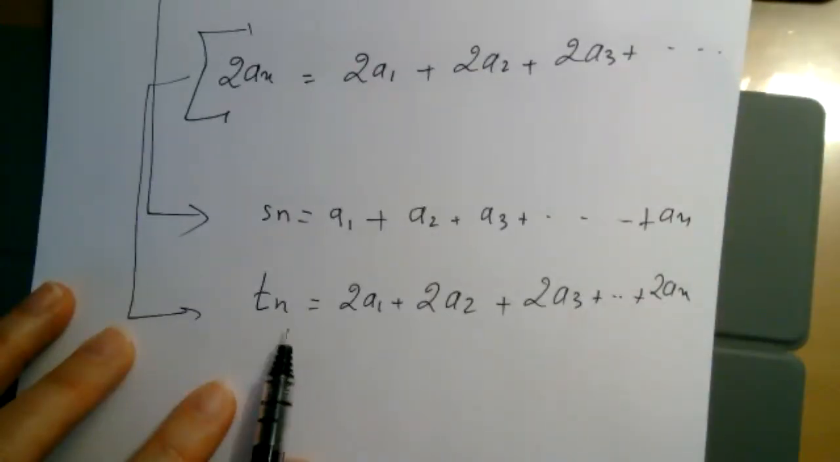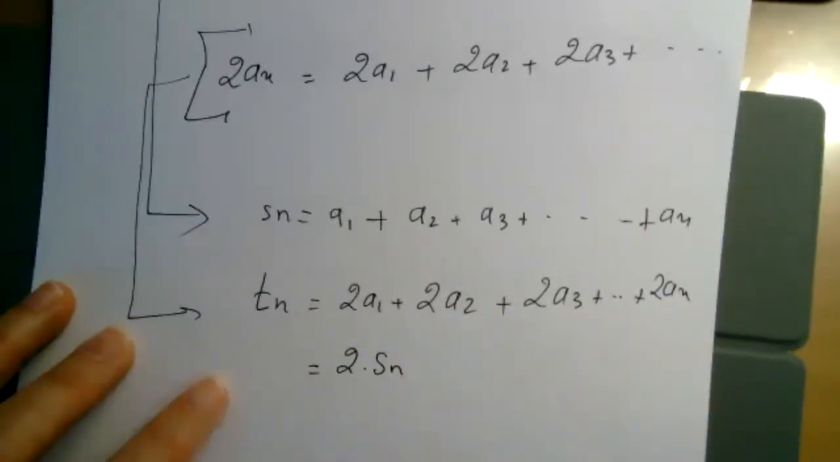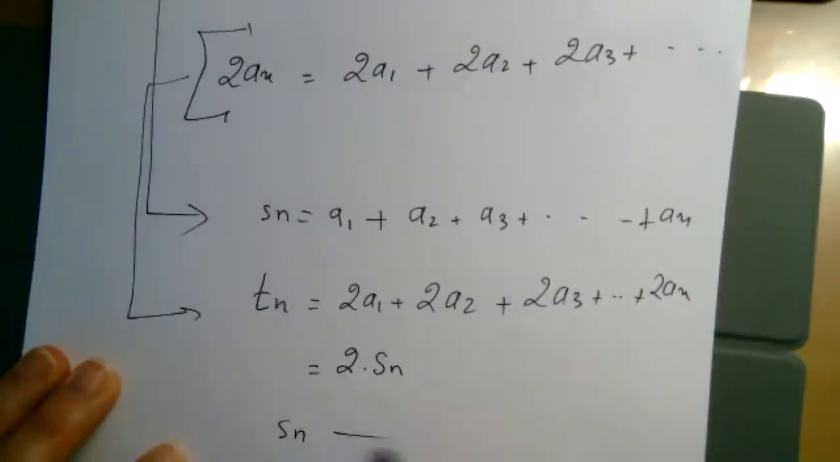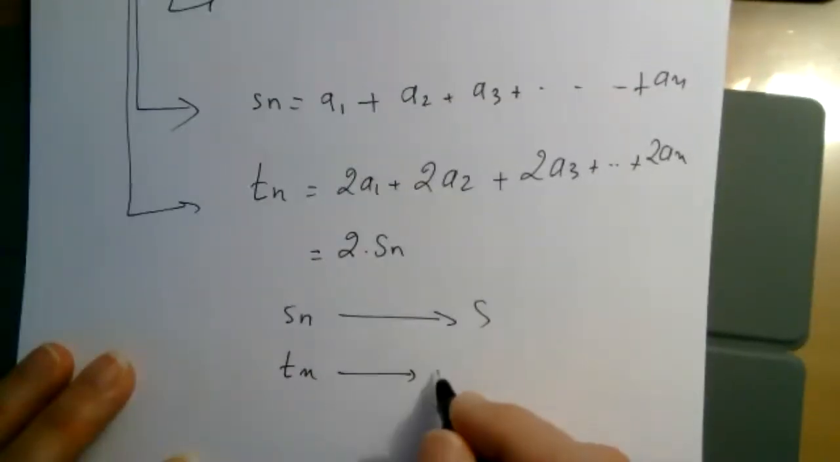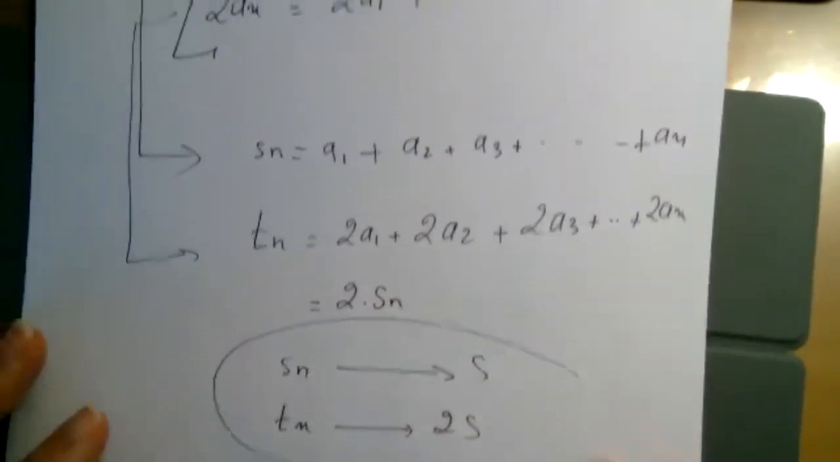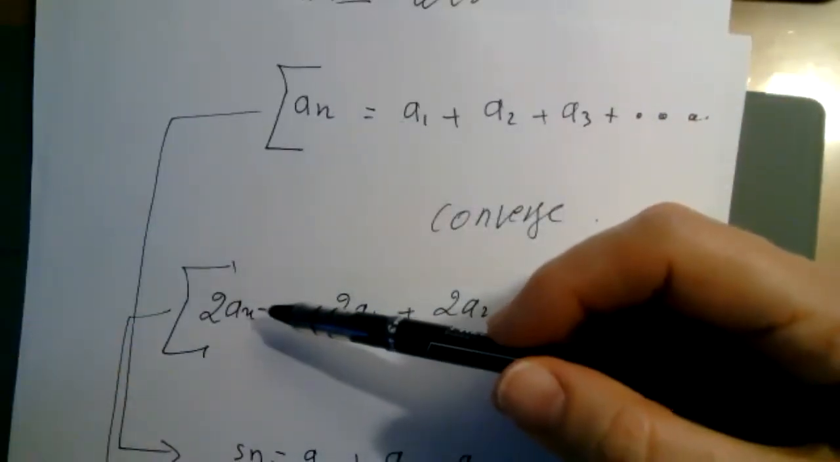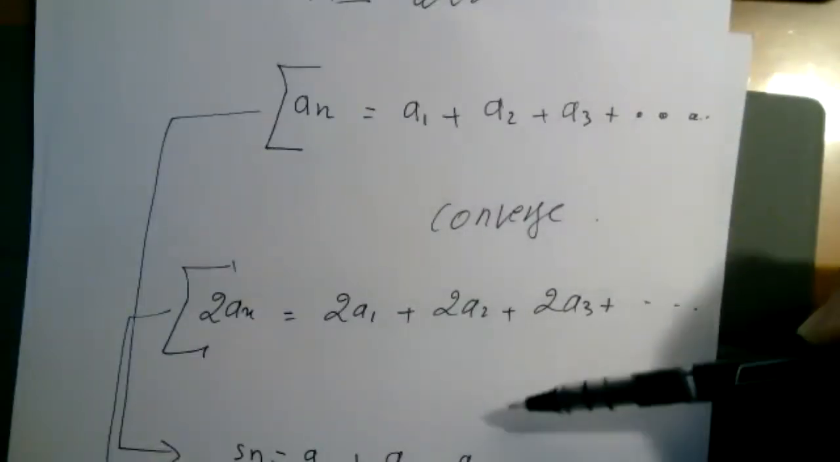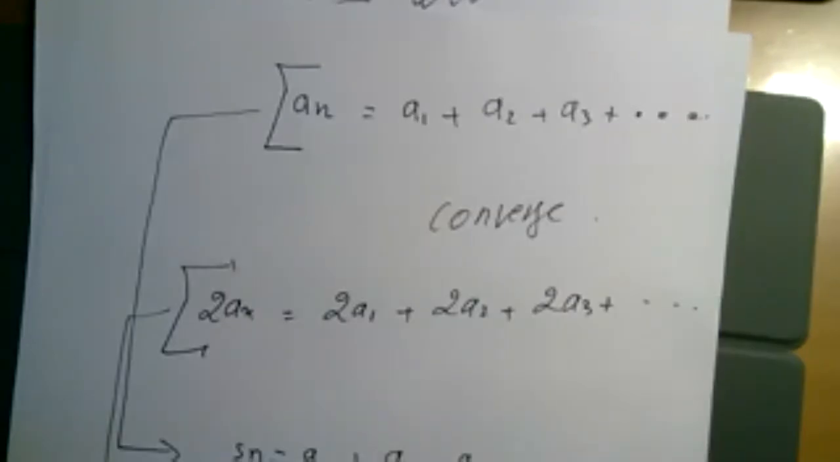So the partial sums for the second series is nothing more than twice the partial sums of the first series. So if Sn will converge to S, the second one will converge to twice S. So multiplying a series by a constant, and that's crucial, will not affect the behavior. If the first converges, the second will. If the first diverges, the second will diverge. Simple fact, but we definitely should be aware of it.